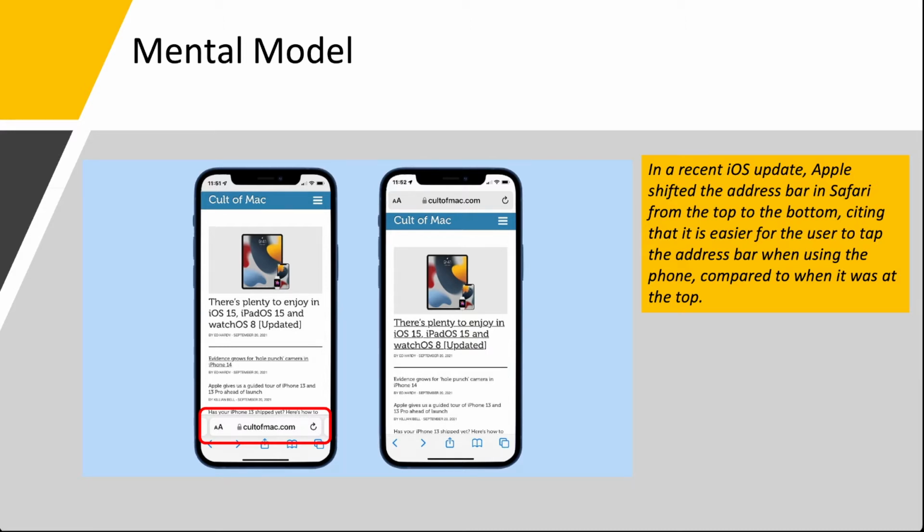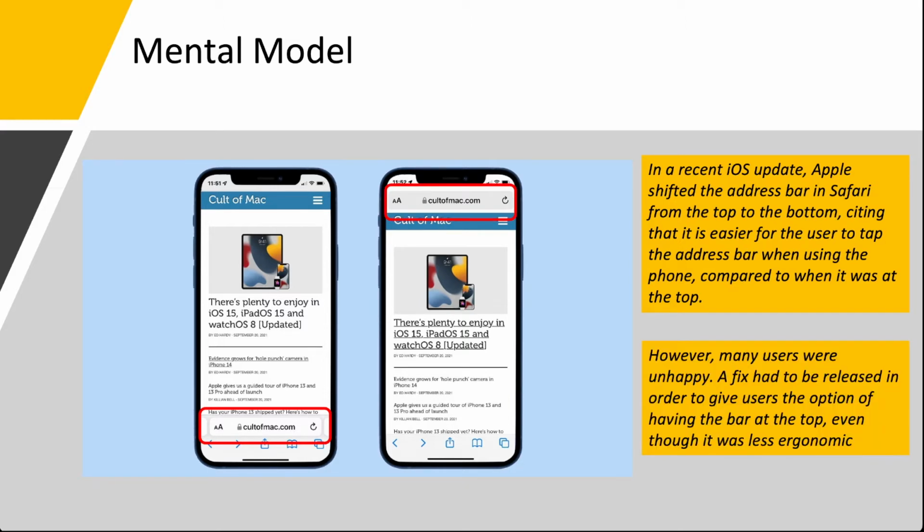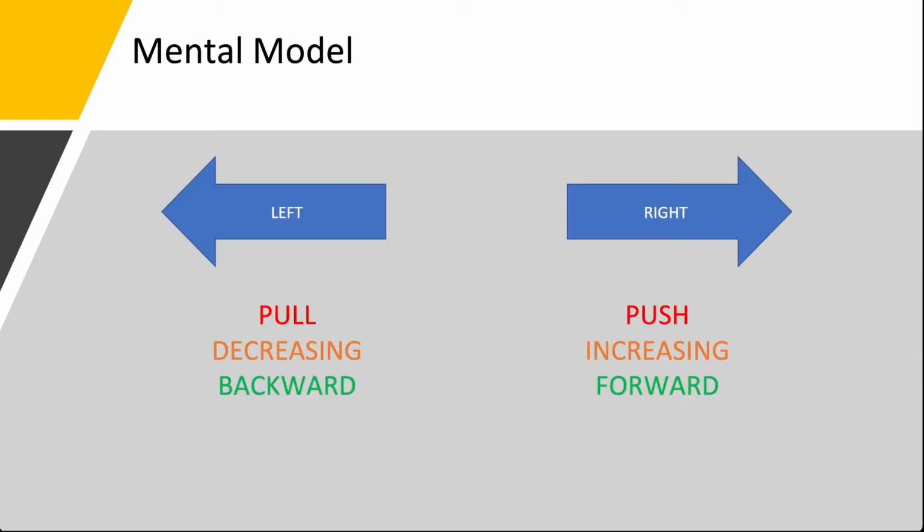But then obviously there are different users who have gotten used to the fact that the URL bar is at the top. So then they were unhappy. So Apple had to issue a fix which allows users to switch back to the top if they wish to. Because a lot of people have already built in their mental model to reach up to touch the address bar instead of reaching to the bottom, even though the bottom one is more convenient for us.